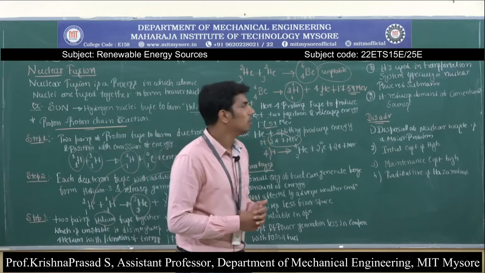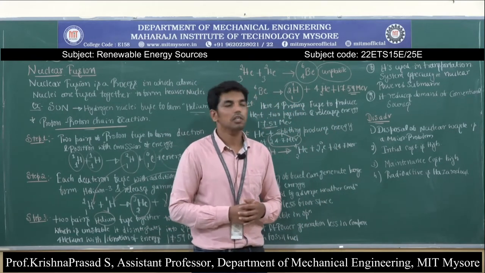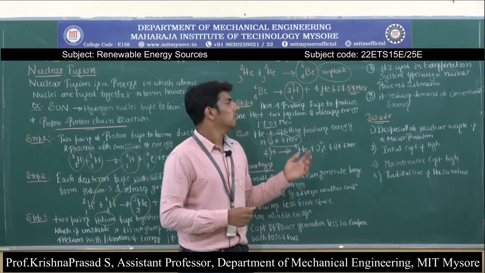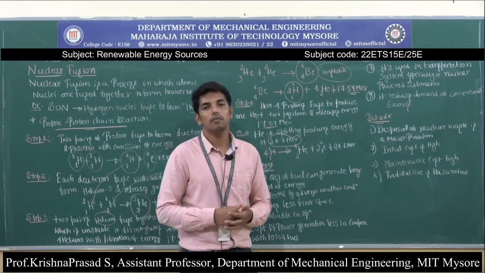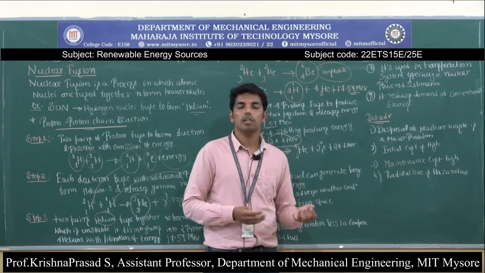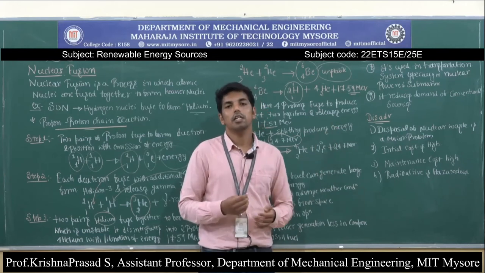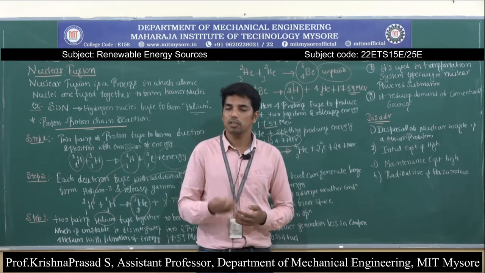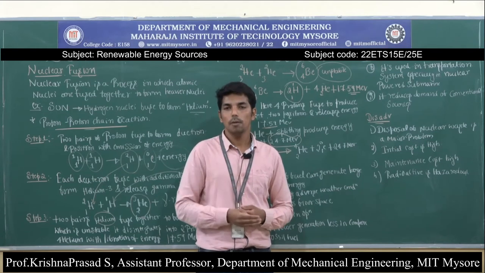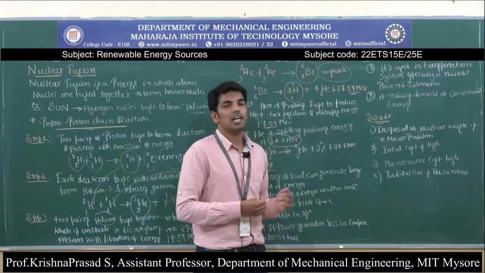Then, very important, nuclear fuel is usually used in the transportation system, especially in nuclear submarines. It also reduces the demand for conventional energy sources. By using nuclear fuels like uranium, plutonium, thorium, it is going to reduce the demand for conventional energy sources, especially fossil fuels like coal, liquid fuels like petrol, diesel, kerosene, as well as LPG.